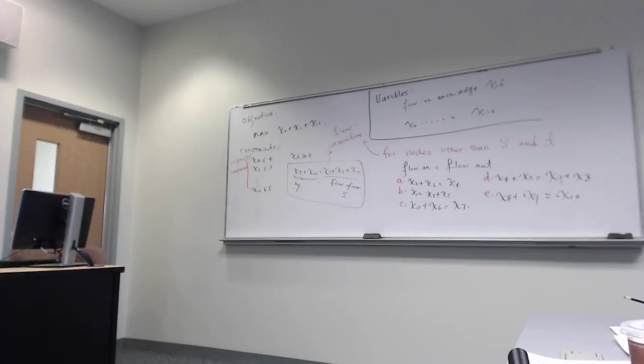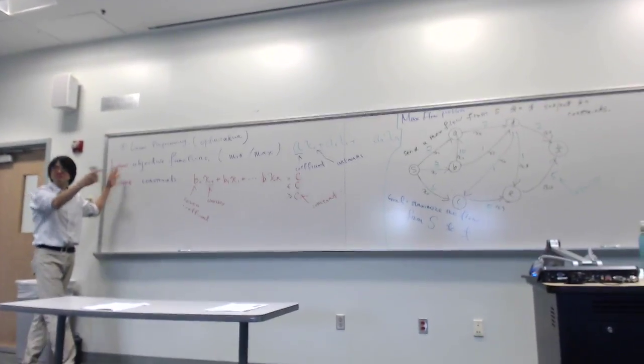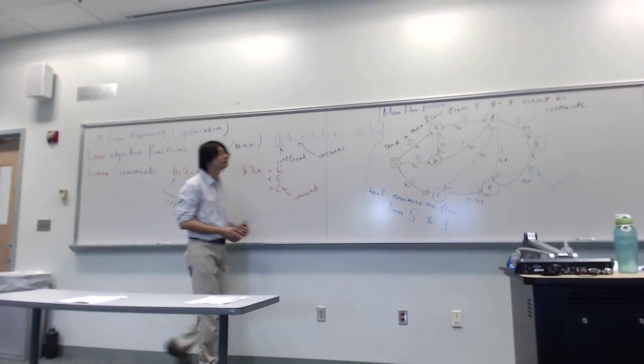So that's a linear programming problem, right? We have all the constraints formulated as linear combinations of all the variables. We have equal sign, greater than or smaller than, followed by lower and upper bounds. And we have a linear objective function, very simple ones.